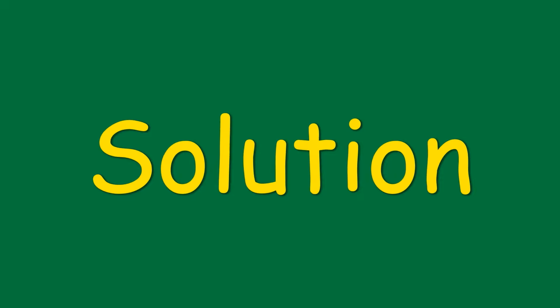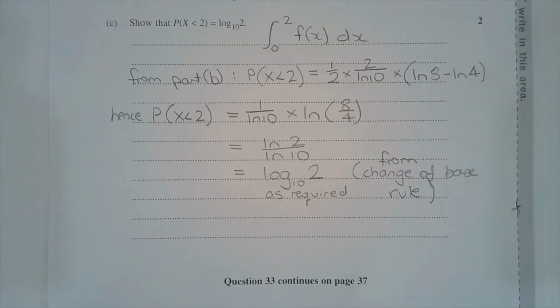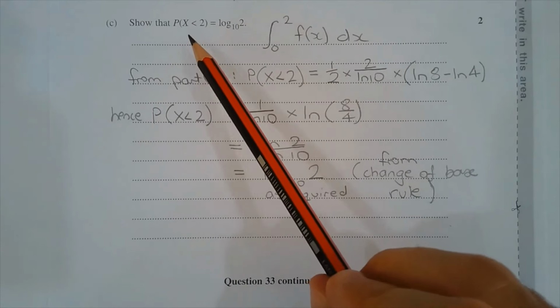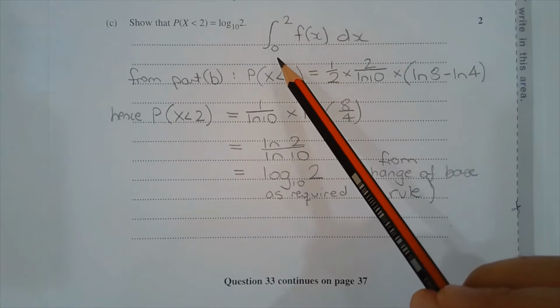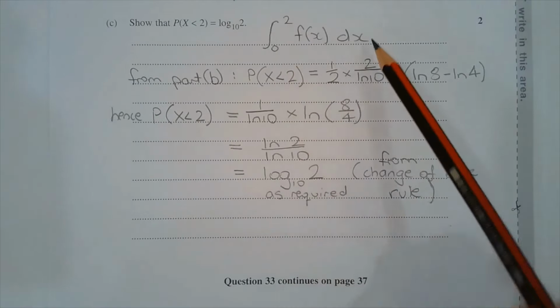Part C. Show that the probability that the random variable x is less than 2 is equal to log base 10 of 2. The probability that x is less than 2 is given by the integral from x equals 0 to x equals 2 of f of x dx.